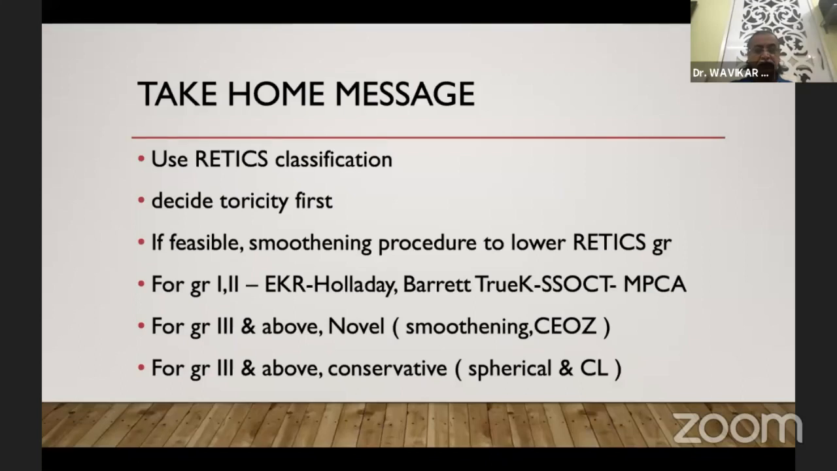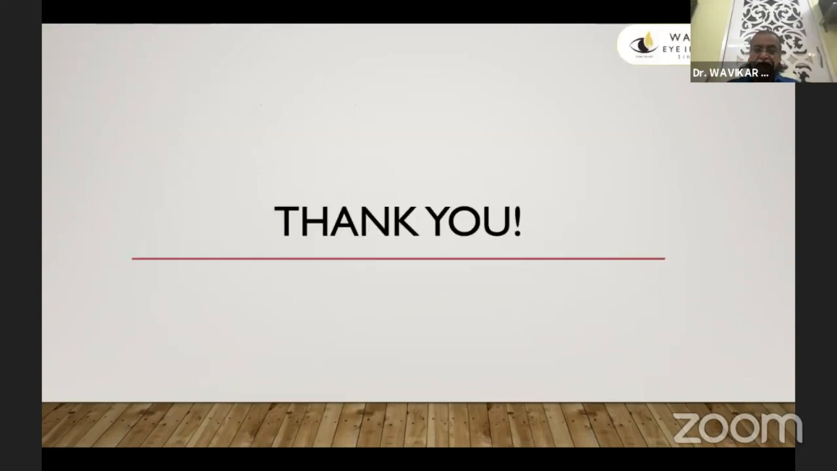MPCA stands for measured posterior corneal astigmatism. And for grade 3, there are two novel choices. Number one is a smoothing procedure followed by the grade 1 approach, and the second approach is the central effective optical zone. And for grade 3 and above, we go conservative, that means go for spherical power and contact lens if feasible. Thank you very much.